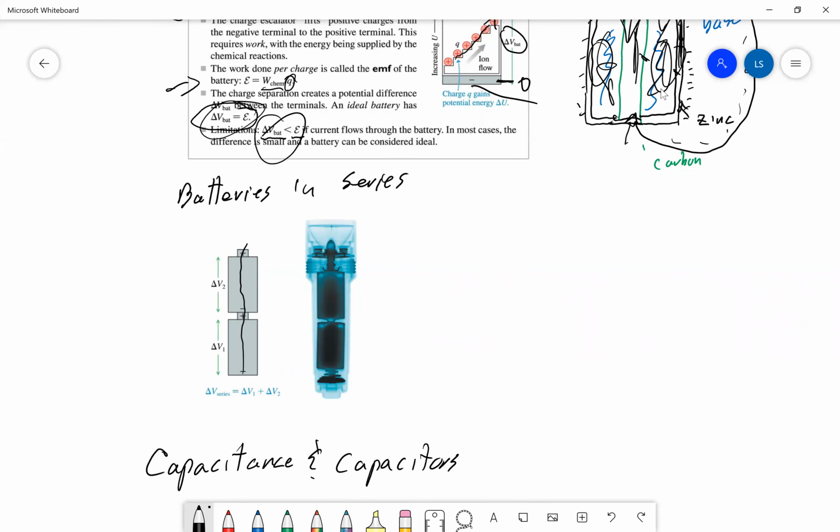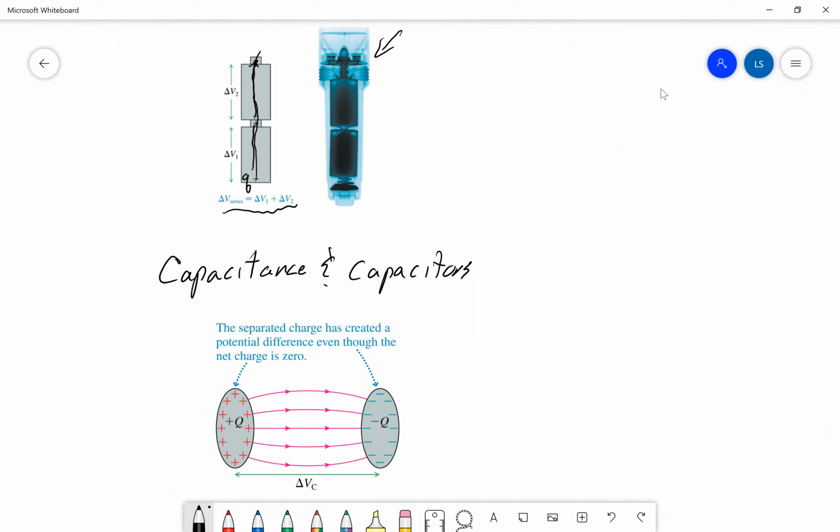Batteries in series just keep raising the potential from one side to the other. If you have a charge Q down here, it gets raised through delta V1, gets to here, and then gets raised through delta V2 through the work done by the chemical reaction inside. So the potential across a series is just the sum of the potentials for those two batteries. That's how your flashlights work. The LED flashlights don't really need a high potential. They just need a threshold potential, and then they work just fine.